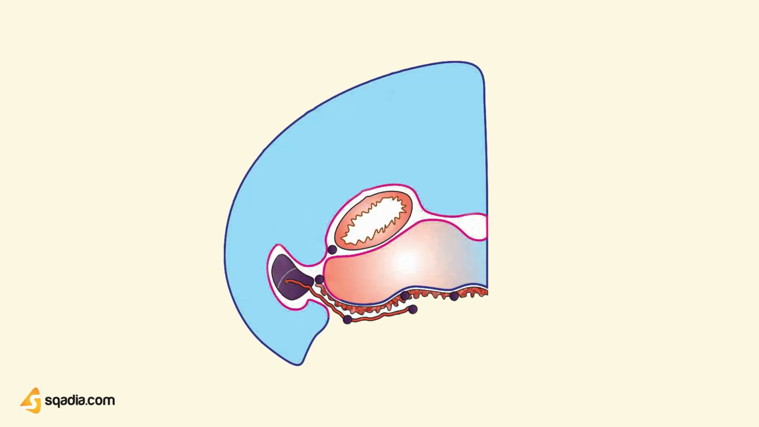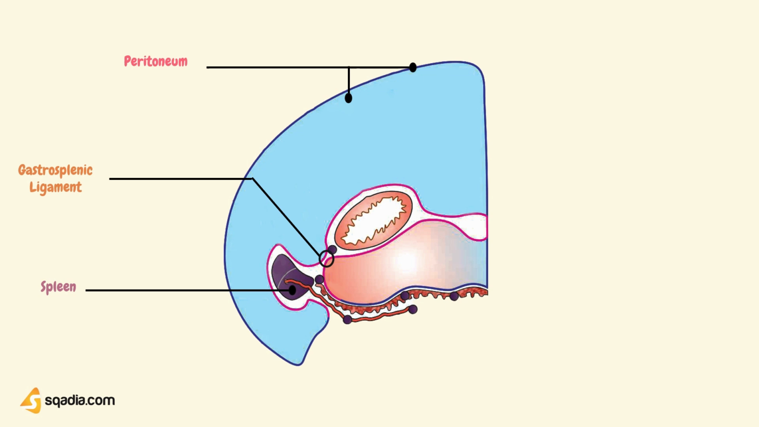First is peritoneal relations. The spleen is surrounded by peritoneum and is suspended by ligaments, such as the gastrosplenic ligament, which extends from the hilum of the spleen to the greater curvature of the stomach.